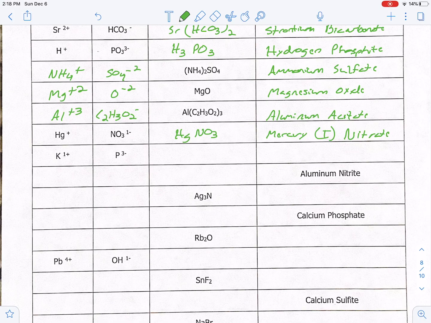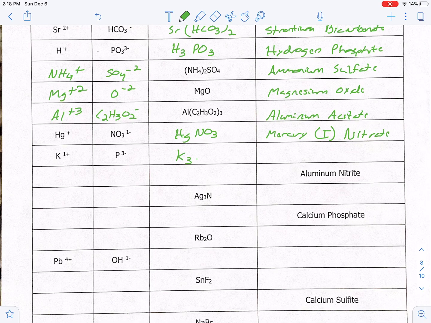Okay, next one, I can see it's already not balanced. You can do the crisscross if you want, and take the 3 to the K. So I'm going to need 3 Ks and only 1 P. This is just going to be potassium phosphide.